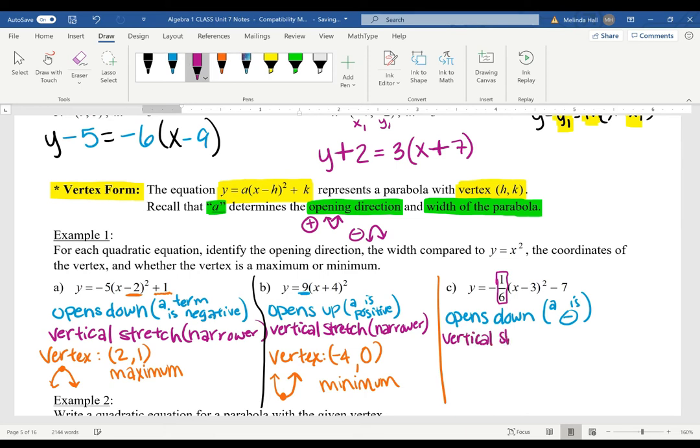And remember, if it's a vertical shrink, you're trying to make yourself as short as possible, which means you would be getting wider. Okay, and so then our vertex would be the number with the x but opposite sign, which is a -3, so that would be +3. And then the number that's added or subtracted, you just get to keep it as you see it, is -7. So our vertex would be at (3, -7). Since this opens down, this is going to end up being a maximum. And yes, that is always the case. If it opens down, then your vertex is a maximum. Okay.